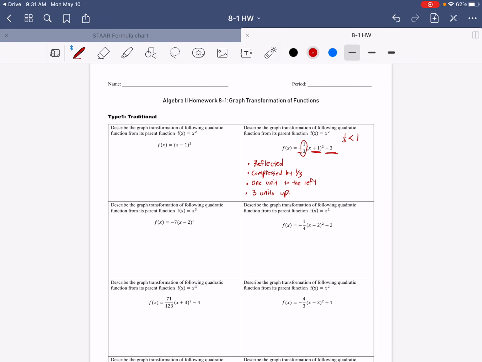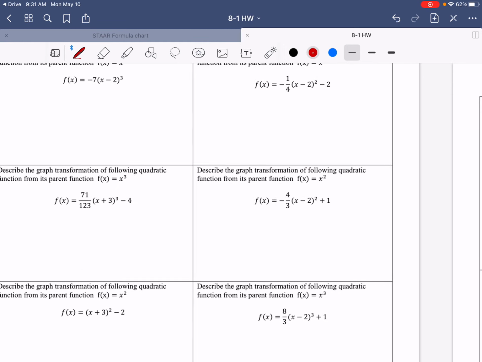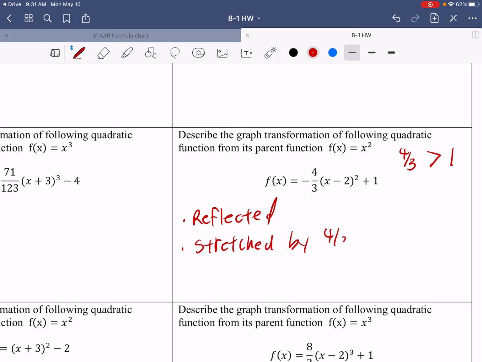So this is a traditional method, so I believe you can do other questions by yourself. For your information, for this question, it's gonna be what? Reflected. Now 4/3 is actually greater than 1, so this one is stretched by 4/3 and 2 units to the right. And 1 unit up.